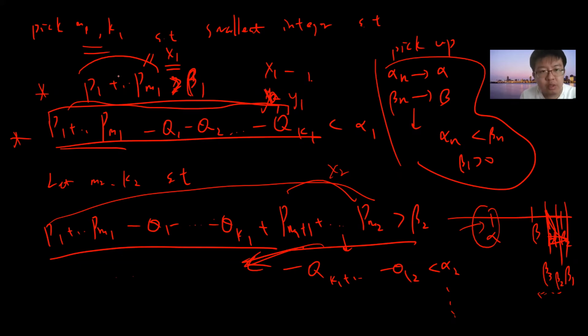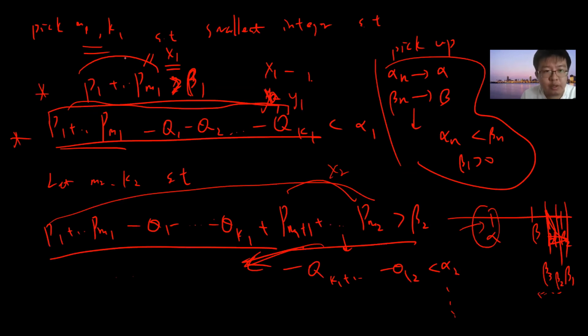Yeah, so let's keep going. Now I guess you see a trick. M1 and K1 are the smallest integers such that this is greater than beta 1, and then this minus the P minus Q part is less than alpha 1. M2 is such that this part is greater than beta 1, and K2 is for alpha 2, right? Remember that M1, K1, M2, and K2 are the smallest integers such that this happens.